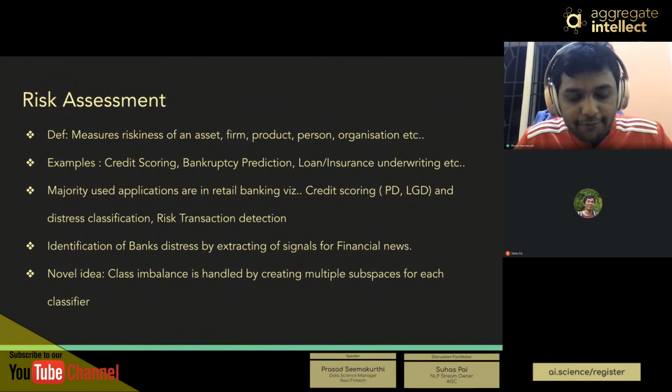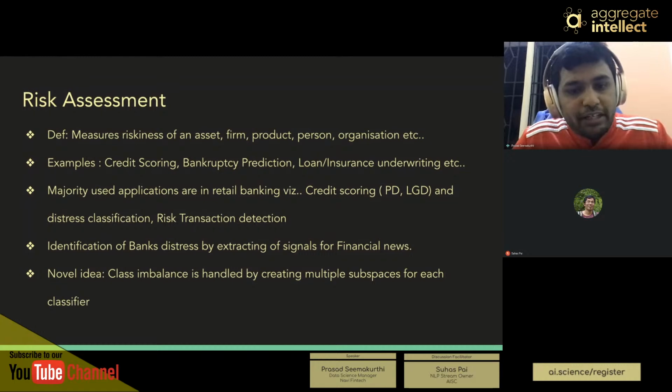The next area where people have used deep learning predominantly is risk assessment. Let's look at the definition of risk assessment. Risk assessment is defined as an assessment measure of risk of an asset, firm, product, person, etc. Examples in risk assessment are credit scoring, bankruptcy prediction, loan or insurance underwriting, etc.